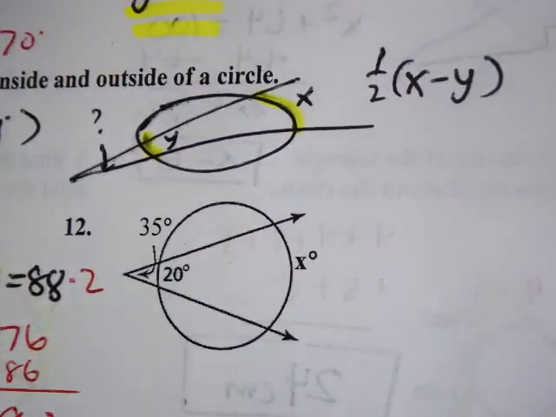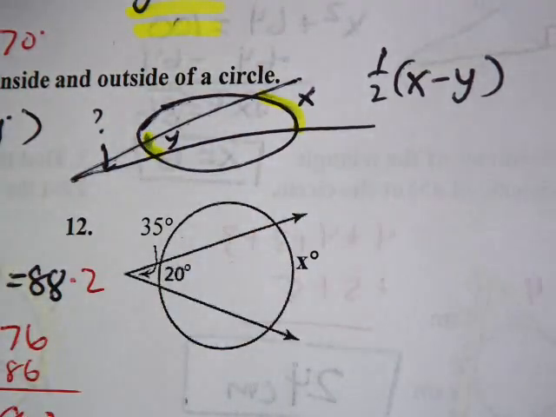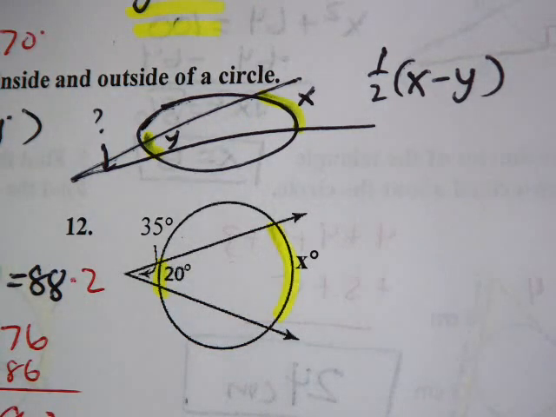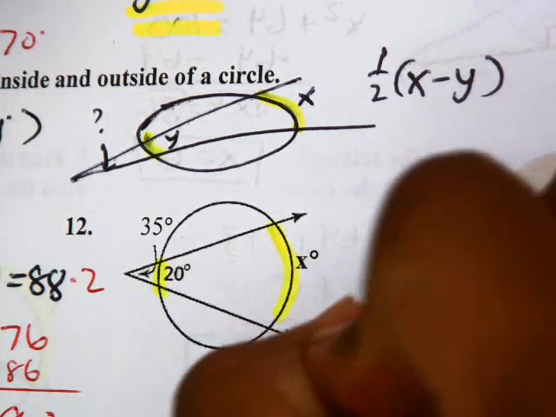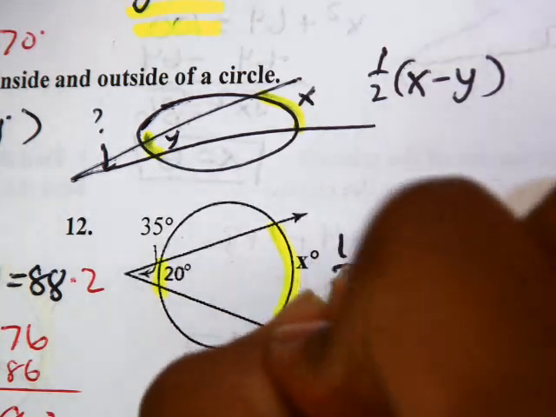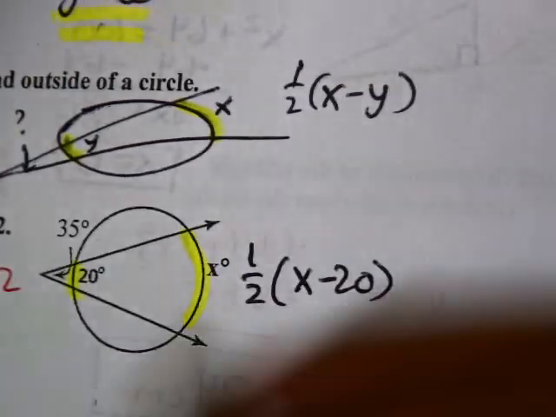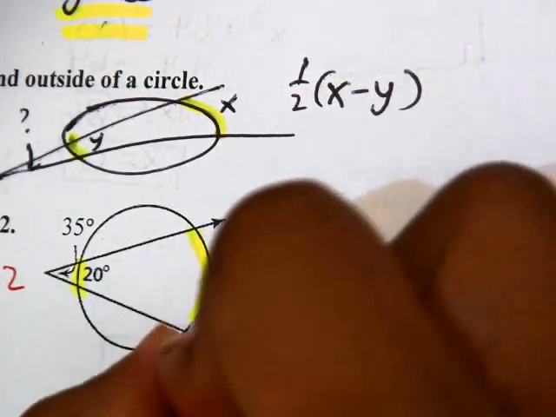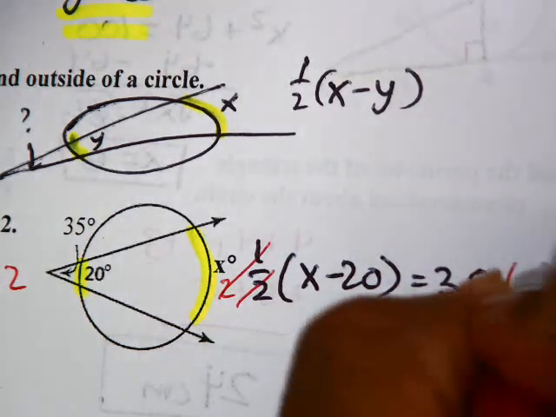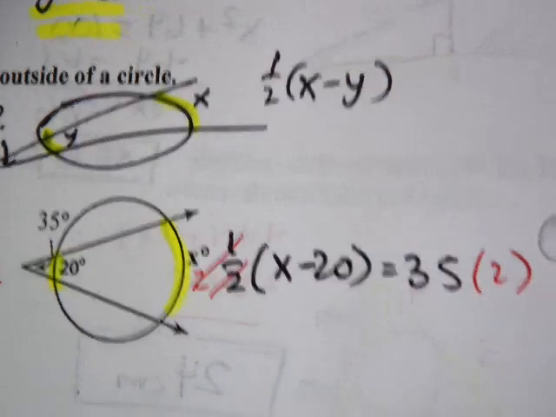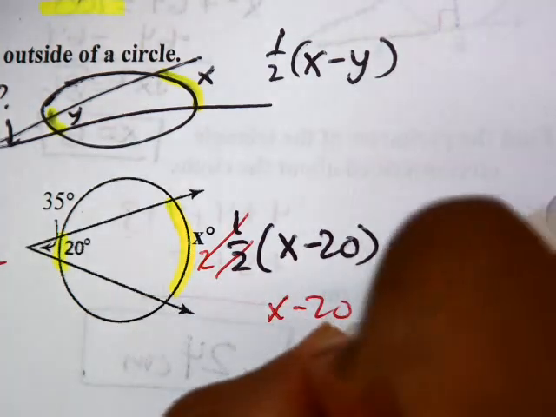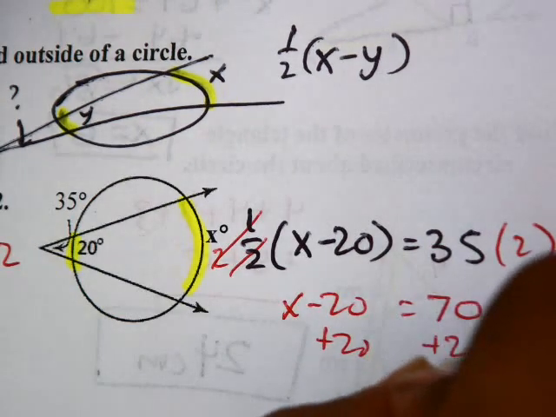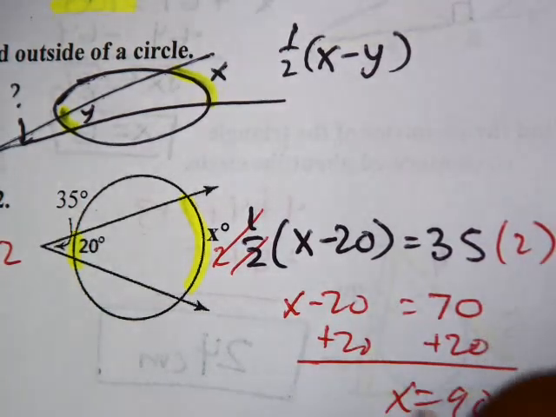So number 12 definitely looks like this situation, where I need to take the two arcs, subtract them, and that will take half of it. So here's the two arcs, x minus 20. Take half of it, that should equal the angle. The angle in this case is 35. So again, I'm solving this. I want to get rid of the 1/2 by multiplying both sides by 2. That leaves me with x minus 20. It gives me 70 here. Adding 20, I get that x is equal to 90 degrees.